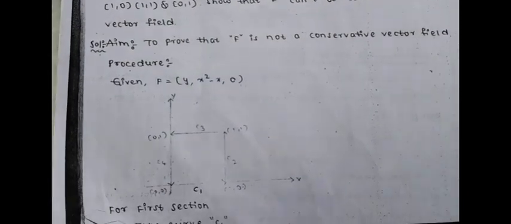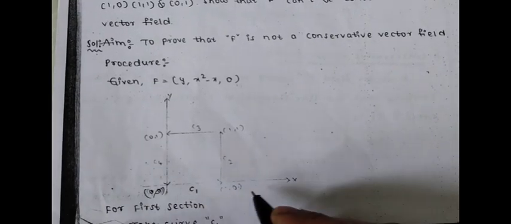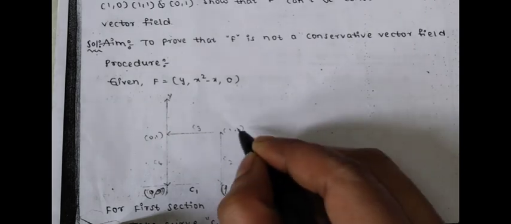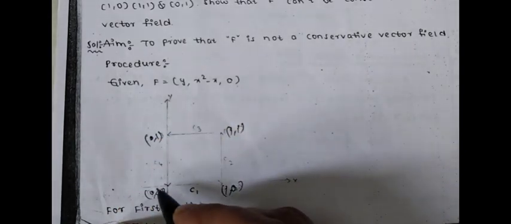So first we have to draw the graph. Taking (0,0) here, then (1,0), (1,1), and (0,1). By taking these points we have a square. So we need to find the line integral for all the curves, that is C1, C2, C3 and C4, individually.